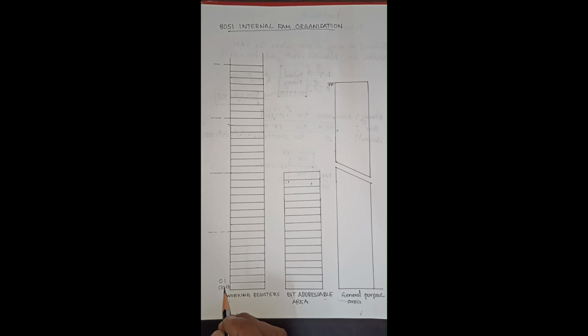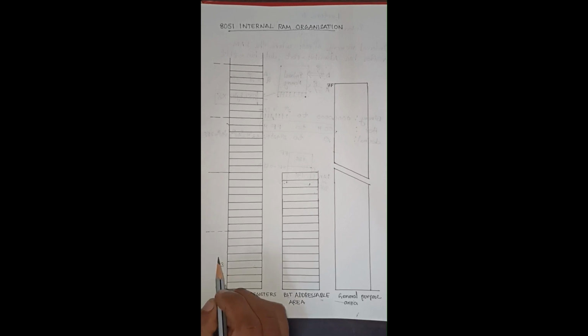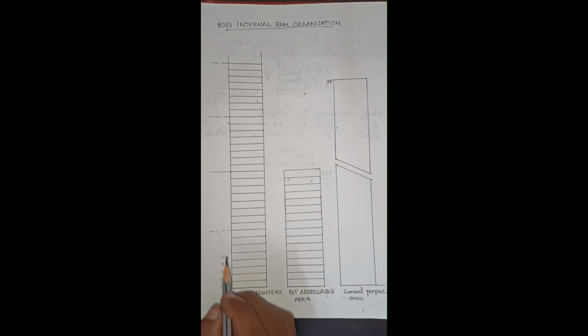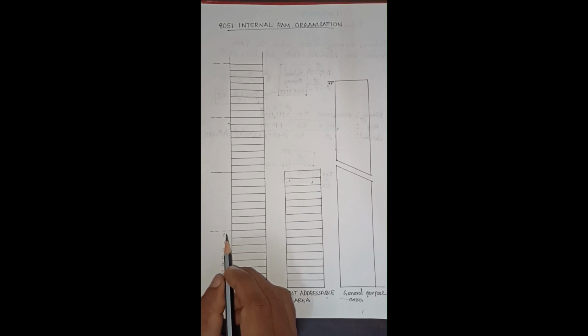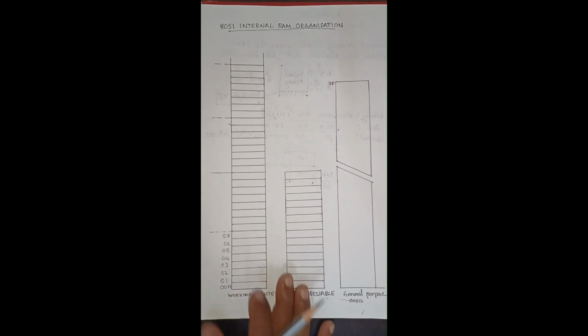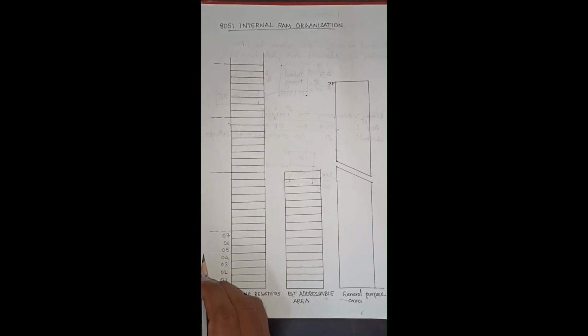Next is 01. Now 02, 03, 04, 05, 06, 07. So these are the first 8 locations, right? 0 to 7 means 8 locations. And this is our bank 0 or register bank 0.